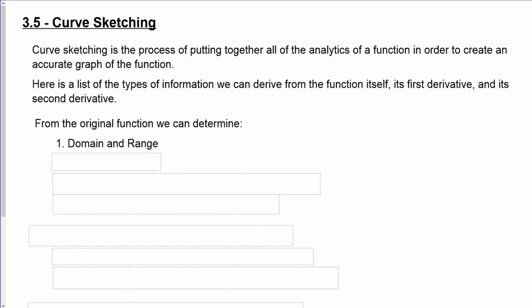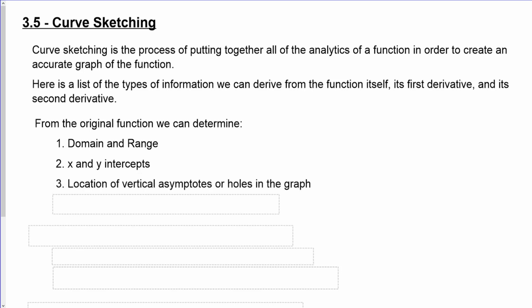Domain and range can be helpful, although that's not always the most important thing to get when you're trying to find a graph. X and Y intercepts certainly are very important when trying to graph. It gives you a couple of points to plot and generally easy to come up with. Location of any vertical asymptotes or holes in the graph, and location of horizontal or oblique asymptotes, as the case may be.